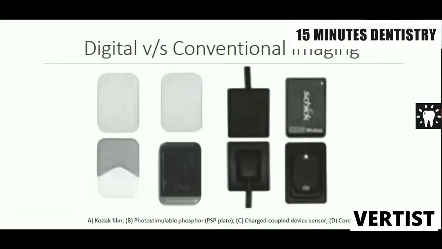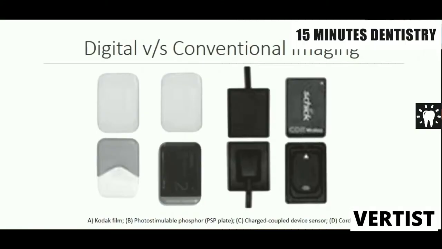These are the various sensors. This is the film. This is the PSP sensor. This is the RBG sensor. And this has wires. These are connected. And already in dentistry, we have a lot of tubings and wires all across our floor. This is an additional wire. And in case you're working on a stool or something, or you step on this wire, that's the end of it. You have to buy a new sensor.